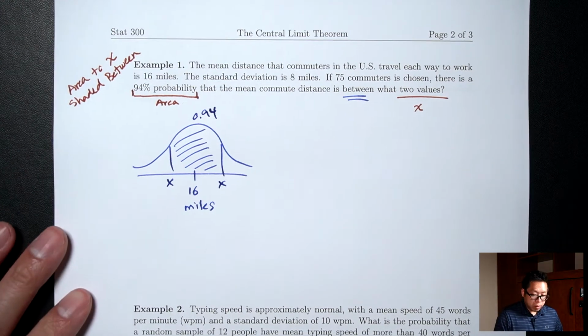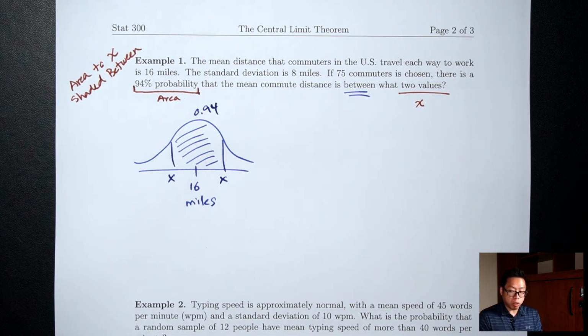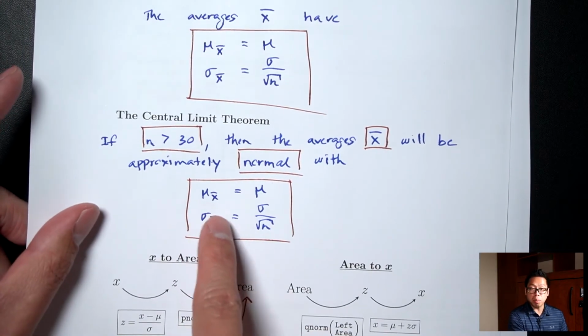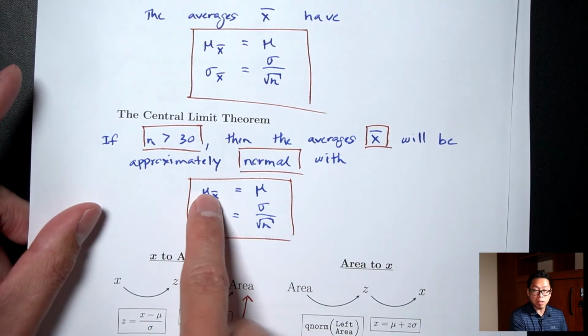Now, today, I'm going to add one extra step, which is to write down this box. In other words, I'm going to list out the mean I'm going to use and the standard deviation I'm going to use.